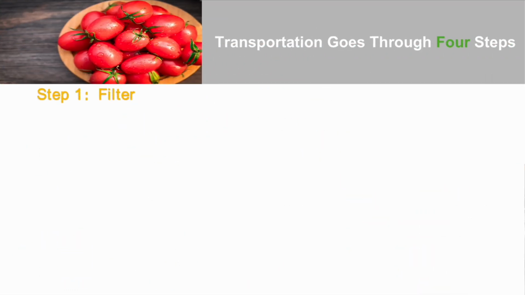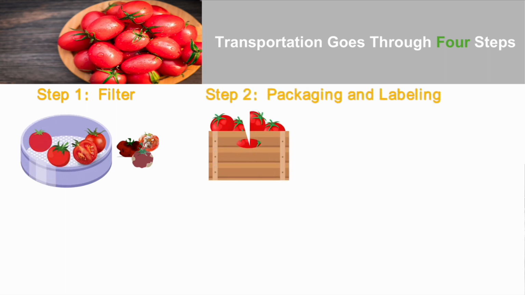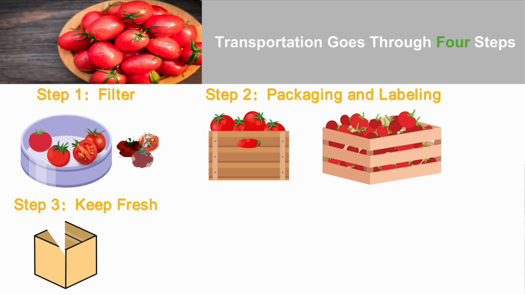The first step is to sift. Choose ripe, firm tomatoes for tomato paste. Secondly, they should be packed and marked. Before shipping, they are usually packed in nets or cartons to protect them from damage. Third, keep it fresh. Tomatoes need to be transported and stored at the right temperature and humidity.